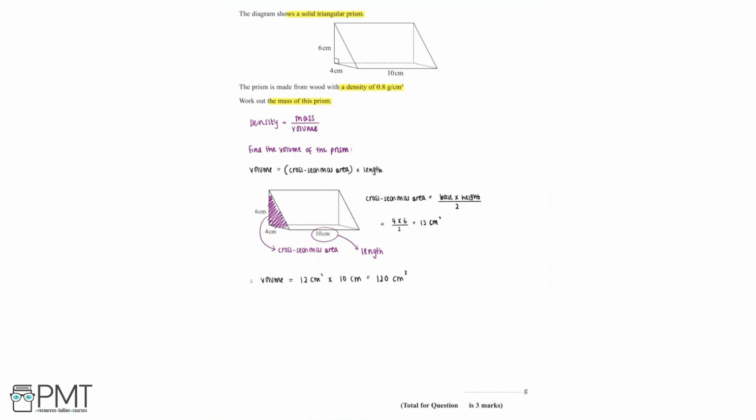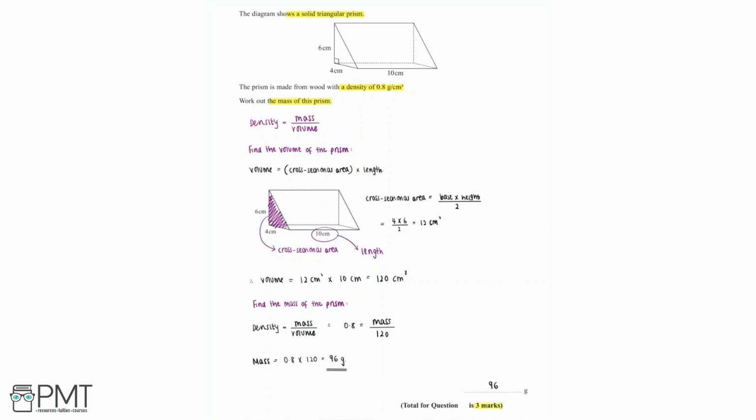Now we know the volume of the prism, and we already know the density of the prism, and so we can use this in order to work out the mass. We know that density is equal to mass over volume, and so substituting in what we already know, we can say that 0.8 is equal to the mass divided by 120. Now to find the mass, we'll multiply both sides by 120, and we'll say that the mass is equal to 0.8 multiplied by 120, which is equal to 96 grams. And so we've correctly worked out that the mass of this prism is equal to 96 grams.